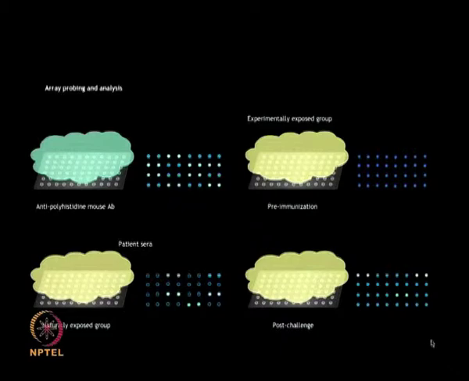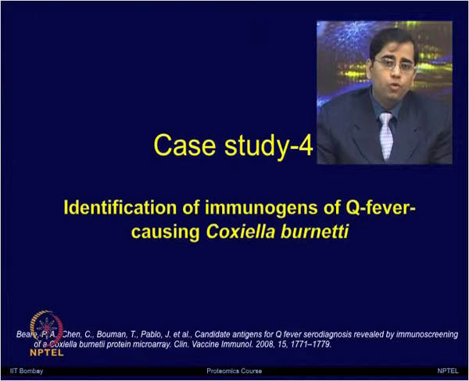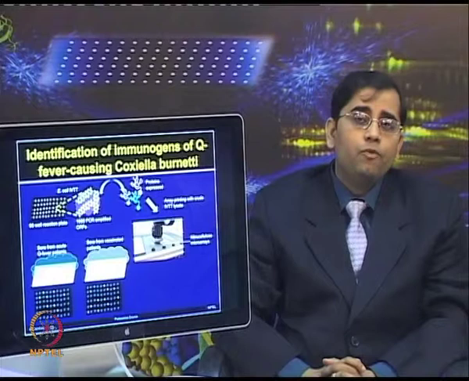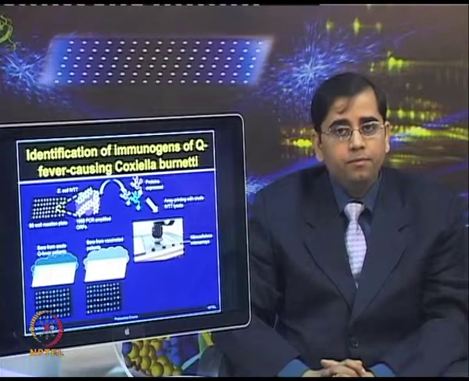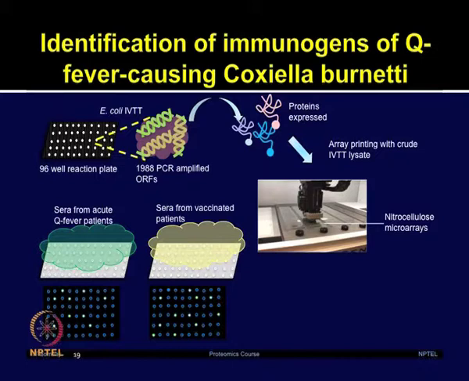Let us now talk about case study 4, identification of immunogens of Q fever caused by Coxiella burnetii, a study performed by Baer et al. Q fever is a widespread zoonotic disease caused by the Coxiella species. The immunogens of Q fever were identified by using a protein microarray based approach.